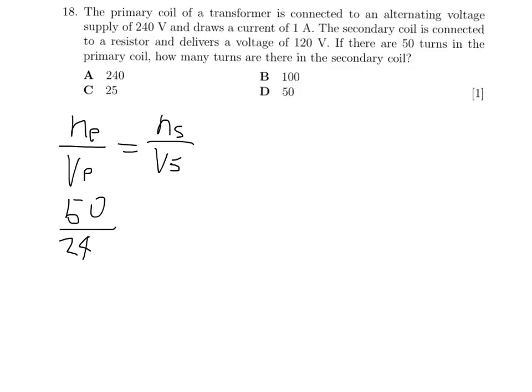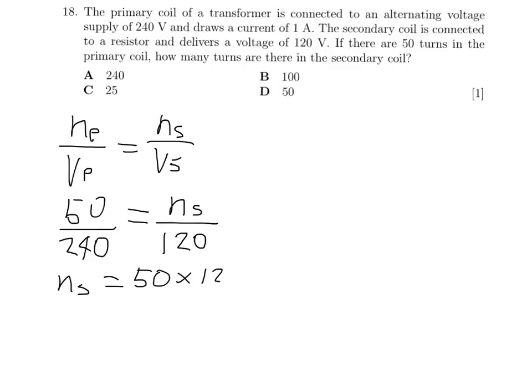So once we know that, we can just start plugging our numbers in. So the number of coils on the primary, we are told, is 50 turns, and the voltage on the primary coil is 240 volts.